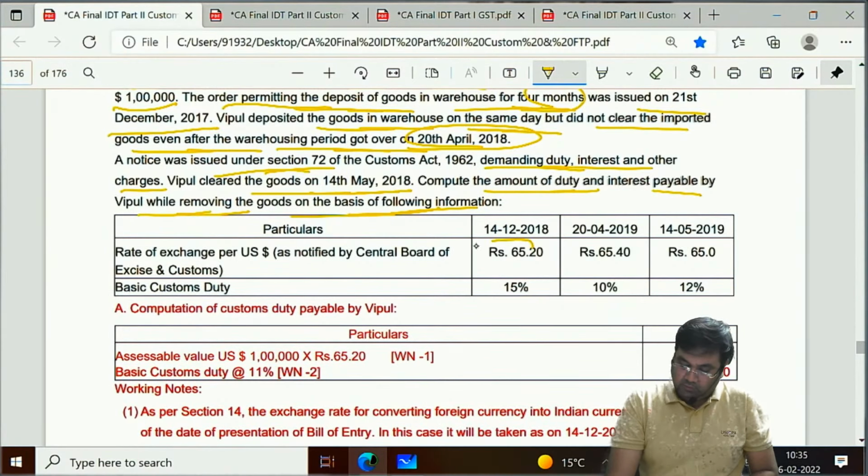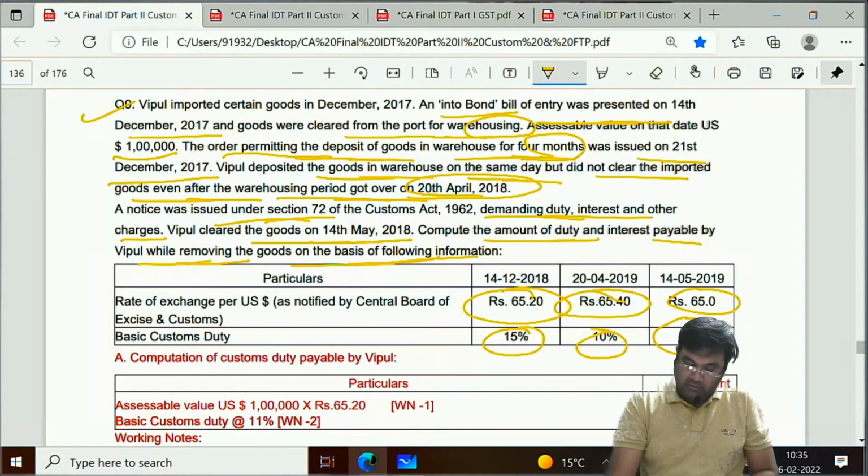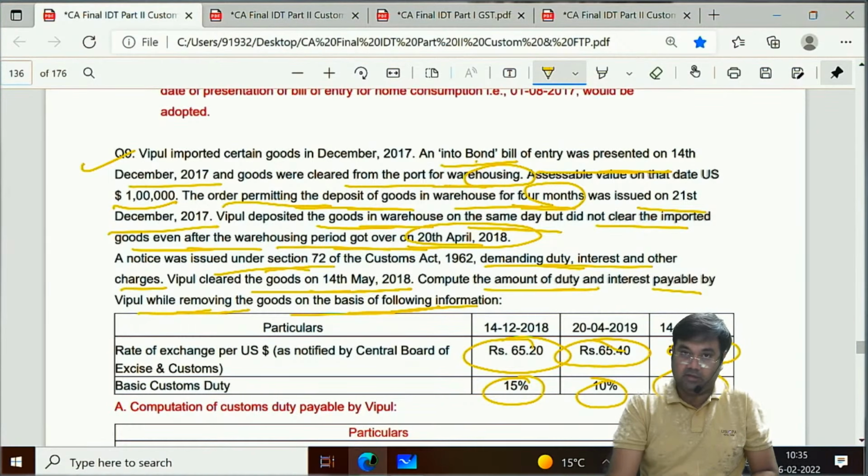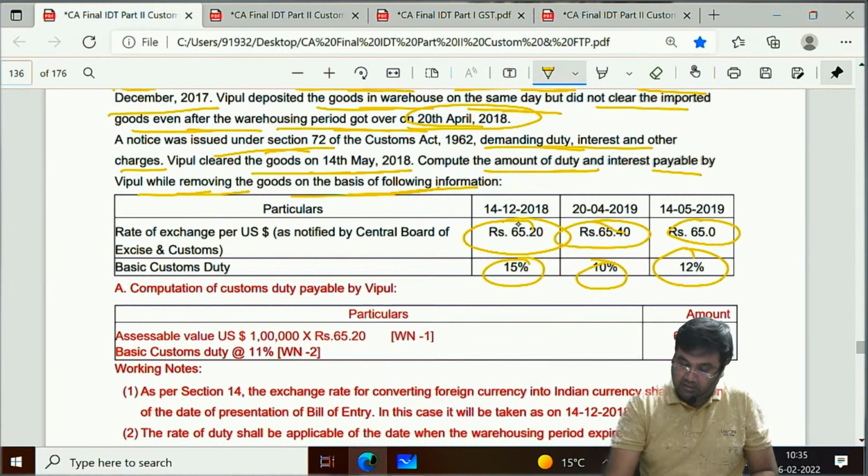Rate of exchange on this date, and duty rate is this. So assessable value is given as $1 lakh. We are going to take the exchange rate when he presented the into-bond bill of entry, as I just explained. He presented on 14th, so the 14th exchange rate is 65.20. So this is going to be the assessable value.